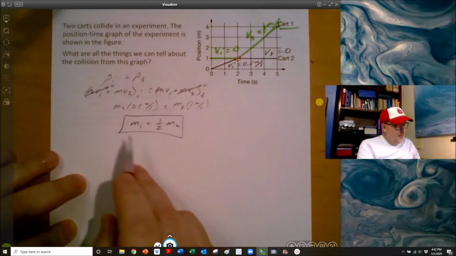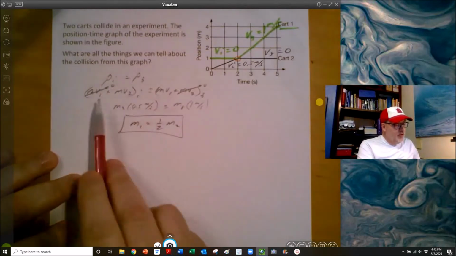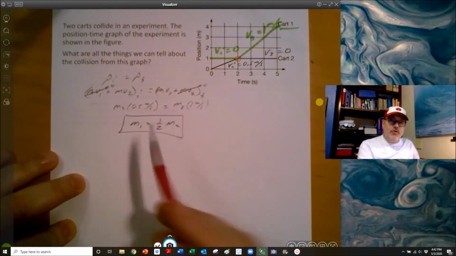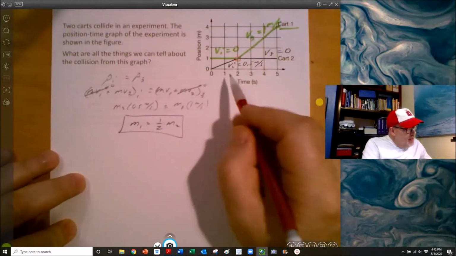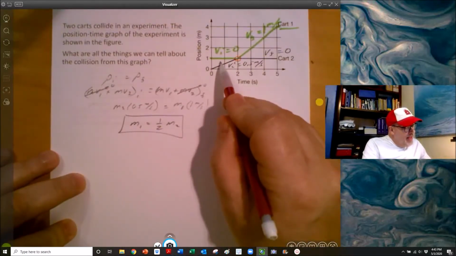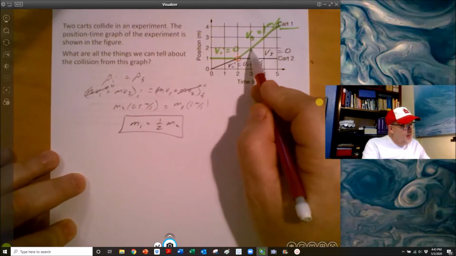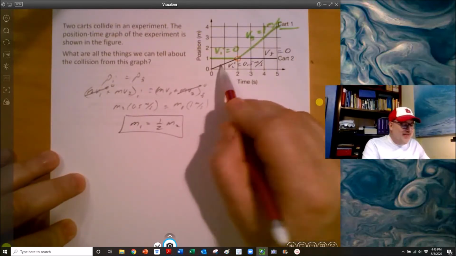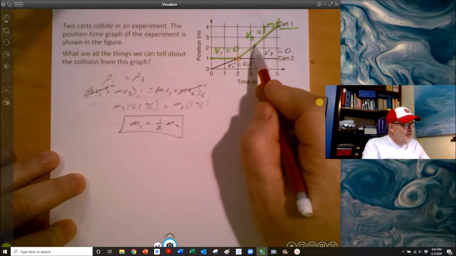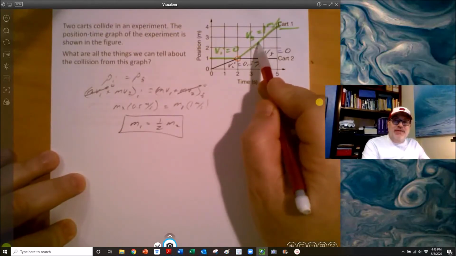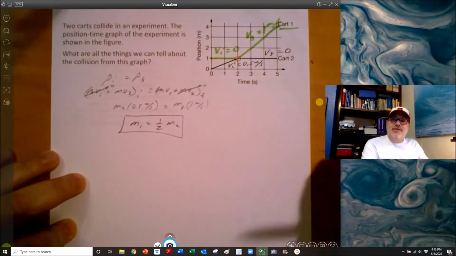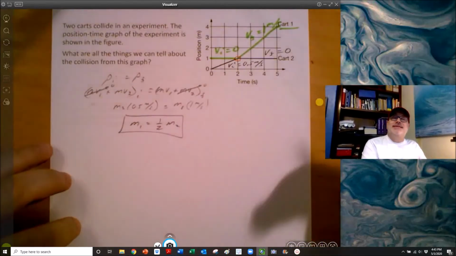All right, so we know that momentum is conserved. Plug in all our numbers, solve for M1. M1 is half the mass of M2. And that makes sense because cart 2 was going a half a meter per second before the collision, and cart 1 was going 1 meter per second after the collision, and they have to have the same momentum. So cart 1 has to have less mass. In fact, half the mass, instead that's double the velocity.